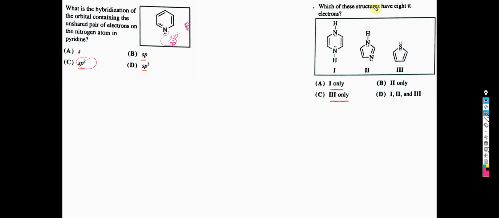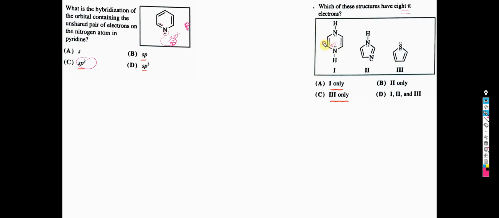Which of these structures have 8 pi electrons? These electrons are going to be conjugated, so these electrons are part of the pi structure. By the way, if you look at these electrons, they are not going to be conjugated, because they are perpendicular to the p orbital that is needed. So these electrons are not going to be conjugated, whereas these electrons are going to be conjugated.